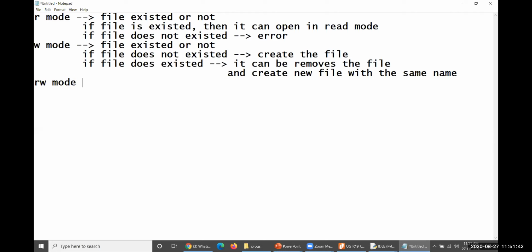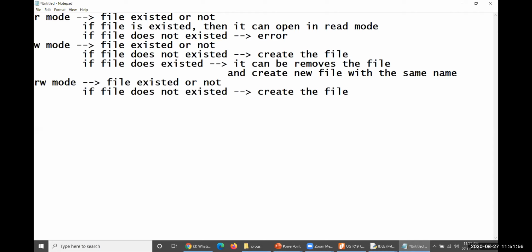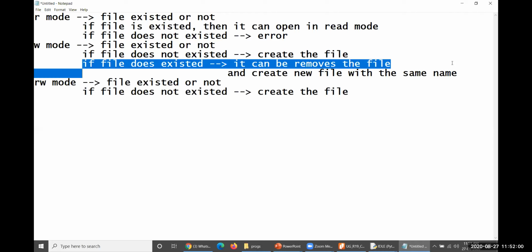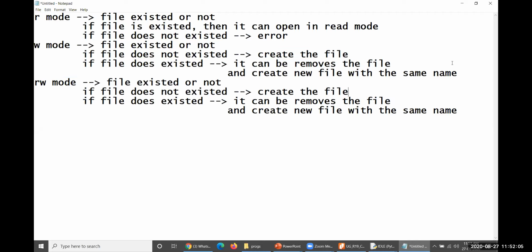RW mode, in the sense, checks first whether the file exists or not. Because of W, if the file does not exist, the file will be created. If the file exists, the same operation that is done in W mode is performed here also. Whatever operation happens in W mode, the same operations are performed here also.